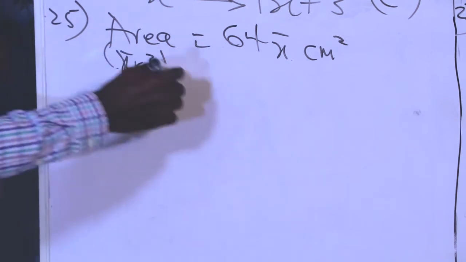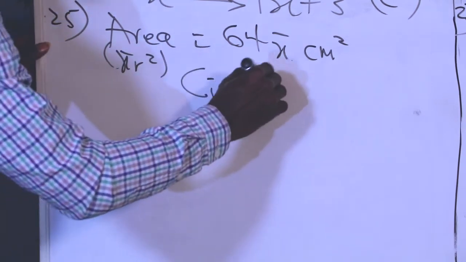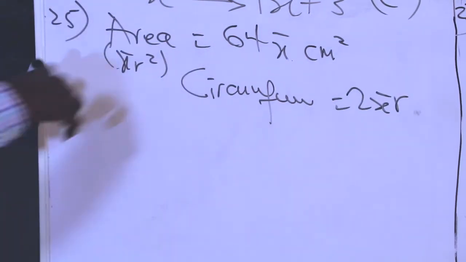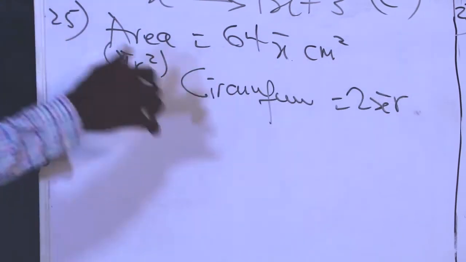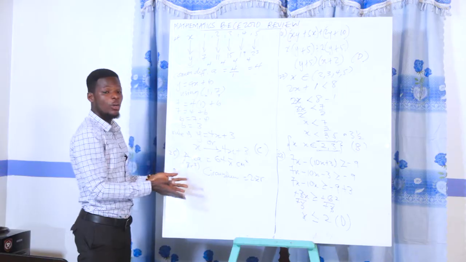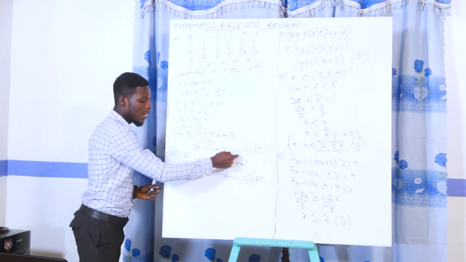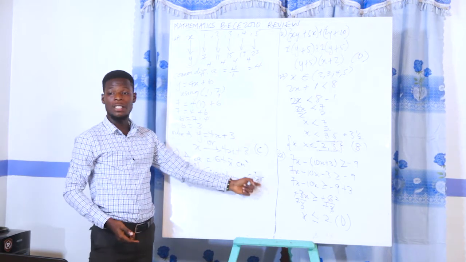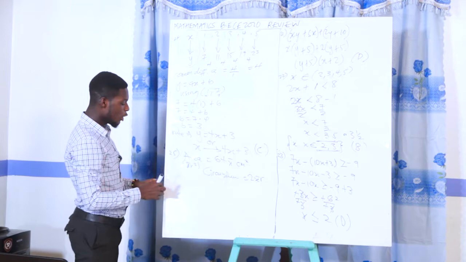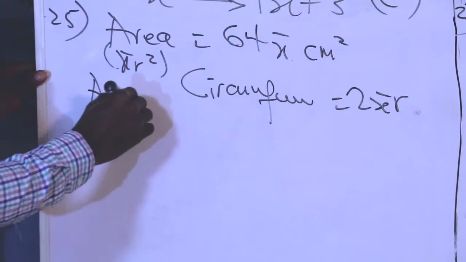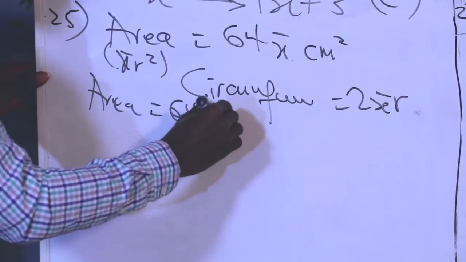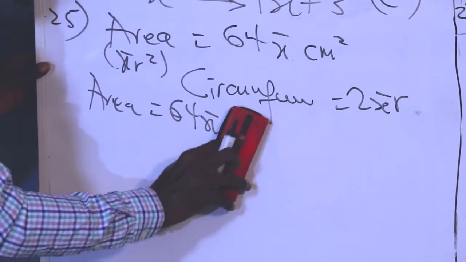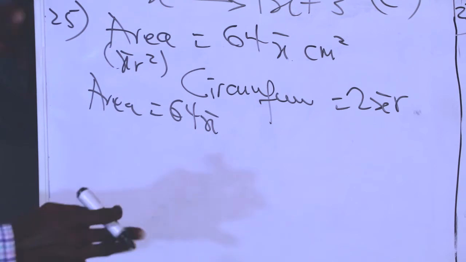To find the circumference of a circle, the formula is 2 pi r. 2 times pi times r, where r is radius. But we don't know the radius. So we use the formula for area to find the radius, and then we substitute it into the formula to get our circumference. How do we do that? Area equals 64 pi centimeters squared. All right. Because we are calculating, we can eliminate the unit for now.